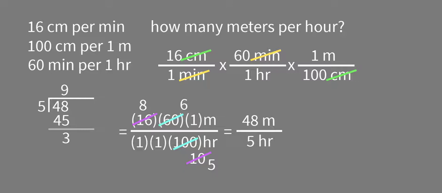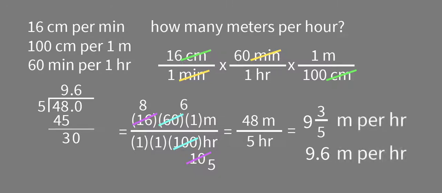Or we could go ahead and find the decimal. And since it's 3/5, we know it's going to terminate. So we'll have a 0 here, bring up our decimal. Bring down your 0. How many times does 5 go into 30? It goes in 6 times. And we have no remainder. So we know that the solution is how many meters per hour? It is 9 3/5 or 9.6. And again, that's meters per hour.